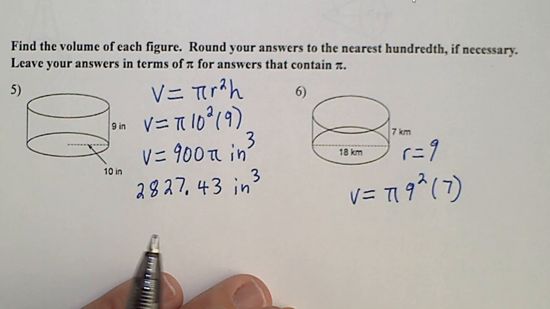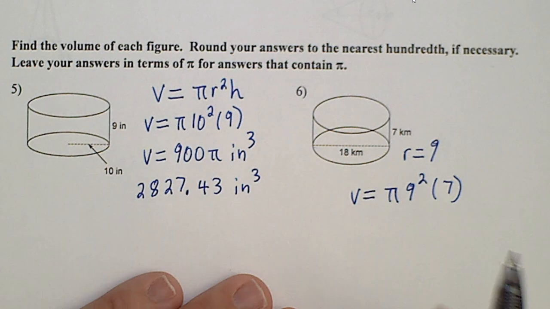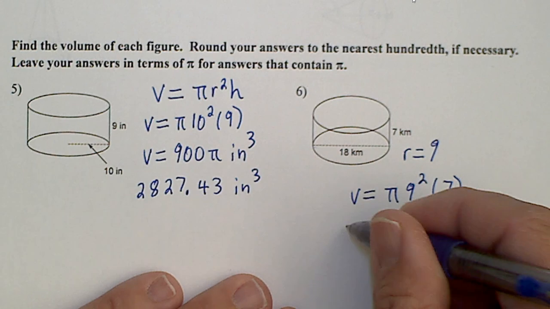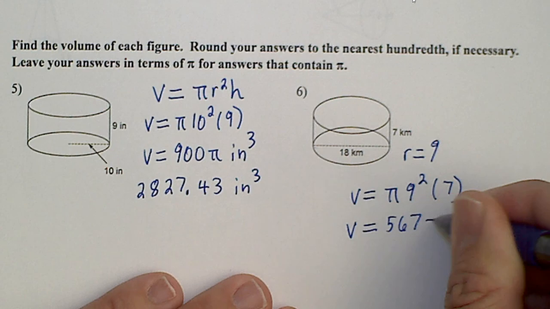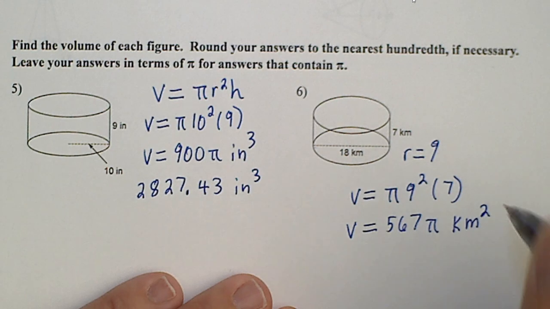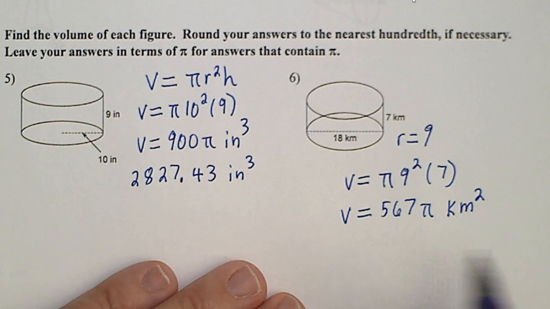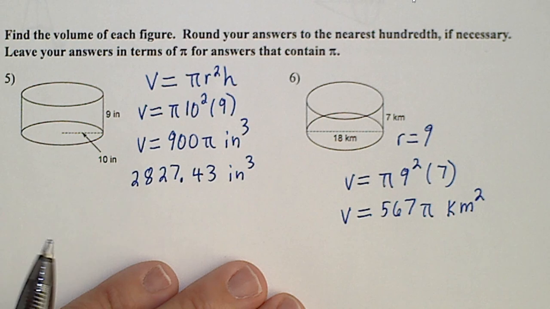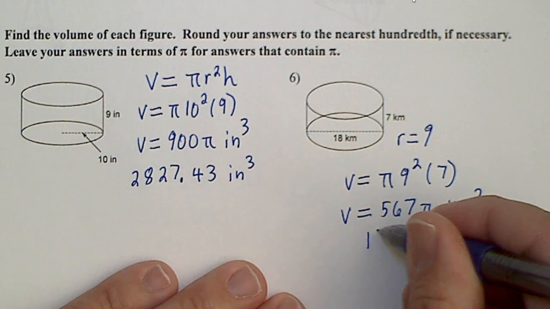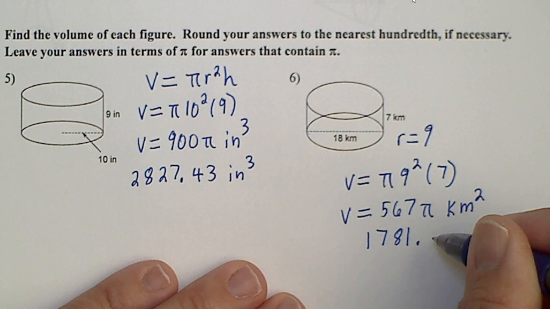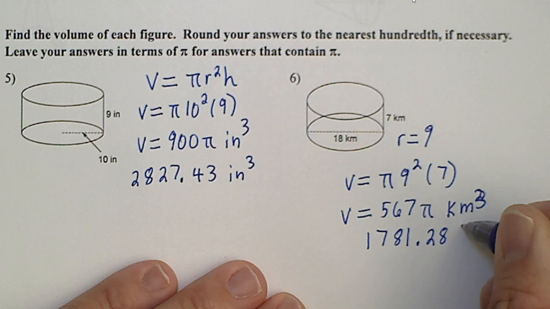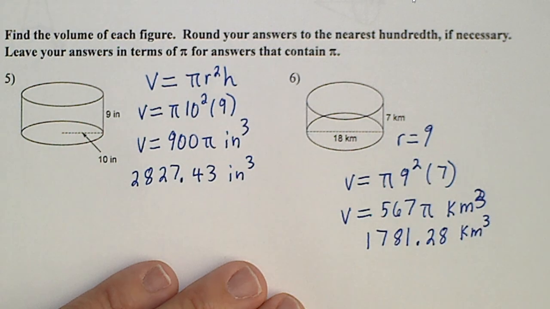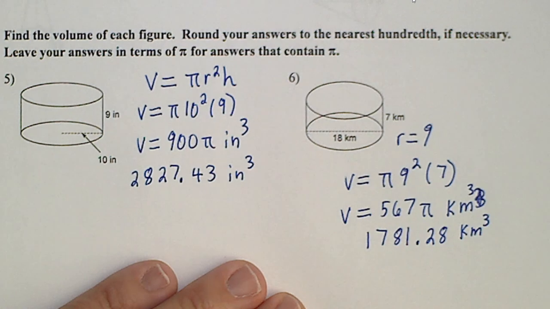Oh, hold on. There we go. 81 times 7 is 567. So our volume is 567 pi cubic kilometers. And I will accept that as an answer. If you prefer, again, the decimal answer, just take 567 times pi on your calculator. And we get 1,781.28. Cubic, excuse me, not square, cubic. That should be a little 3. Cubic kilometers. Yeah, that should be km with a little 3 above it, cubic kilometers.